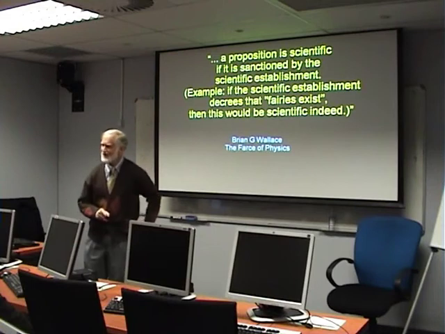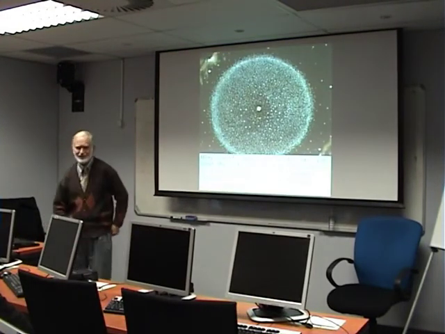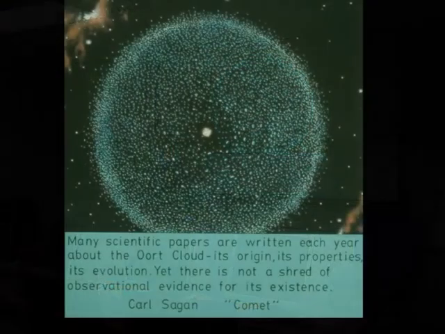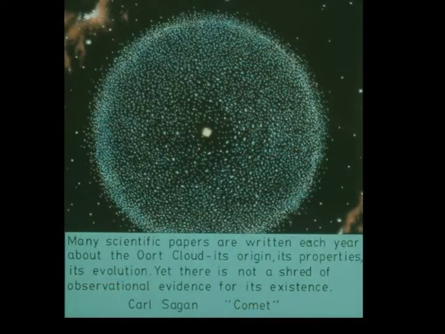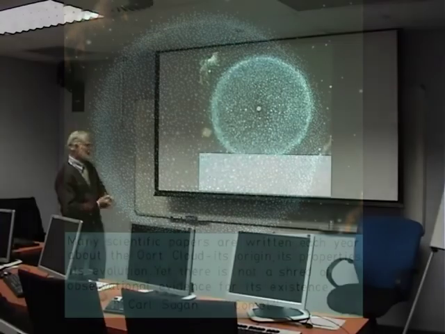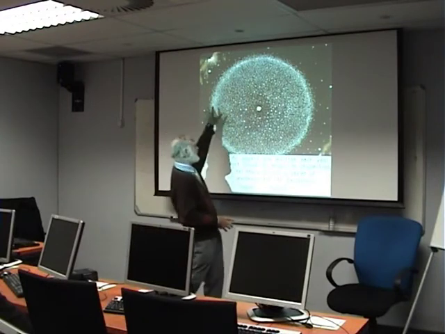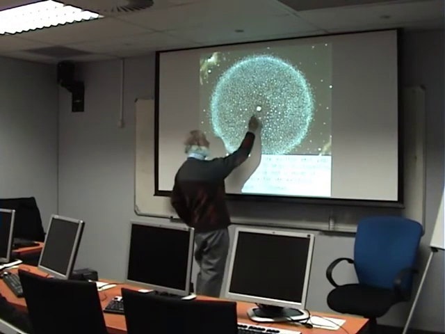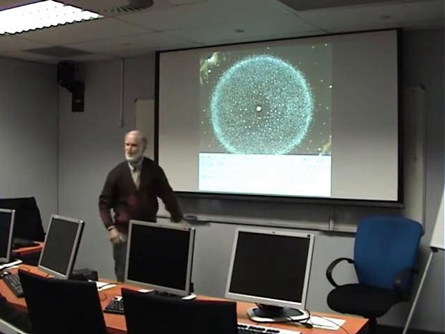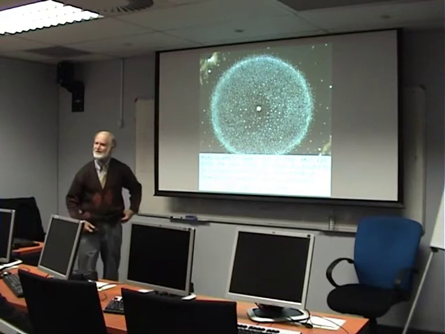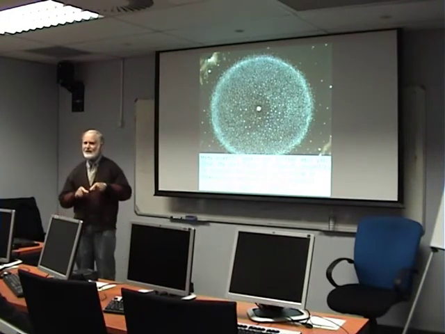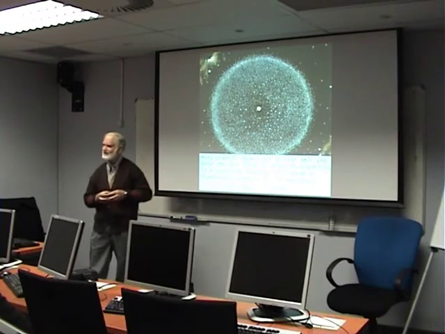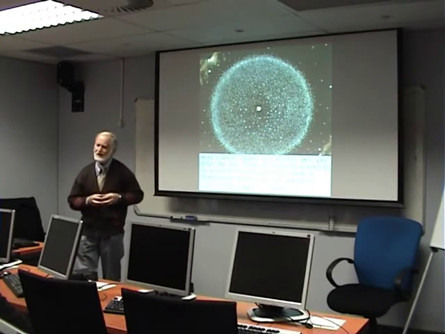Now, does that sound a little extreme? Not at all. Not at all. This is a picture from Carl Sagan's book, Comet. Now, Carl Sagan was a scientist, published in the scientific journals. And he's talking here about the Oort cloud, or the Oort cometary shell. The solar system is supposed to be surrounded by an enormous shell of comets, thousands of millions of billions of them, which cannot be seen or detected in any way. Now, doesn't that sound just like fairies? Can they be seen or detected in any way? No.